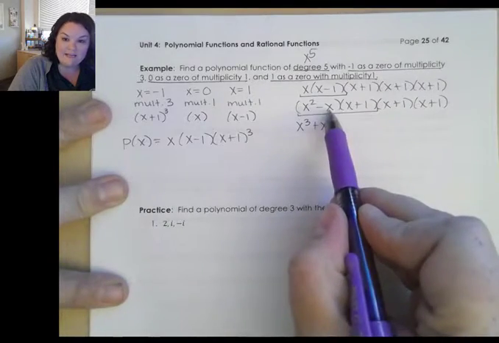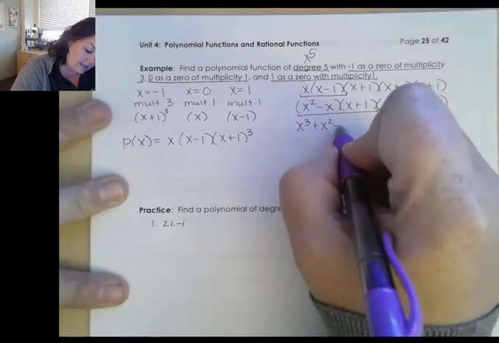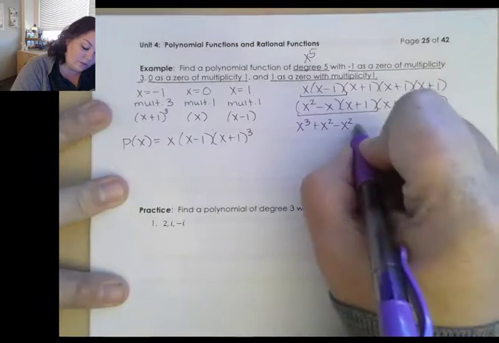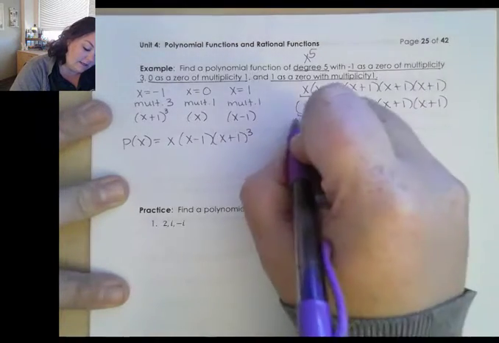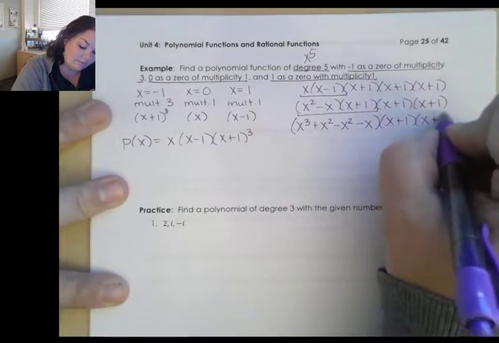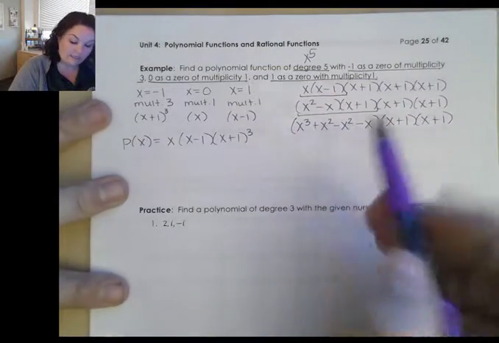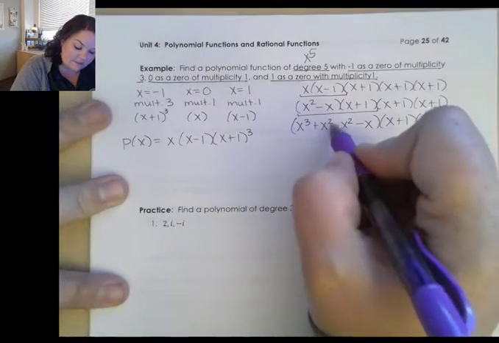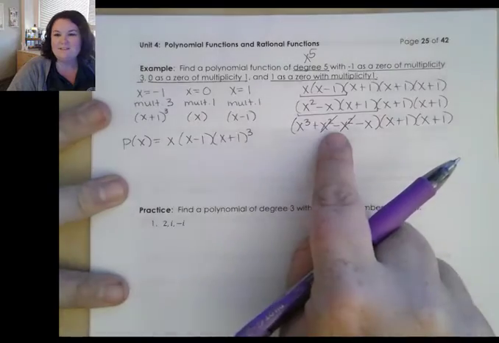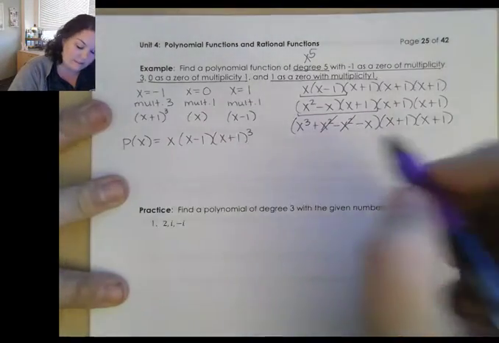Then I have a negative x times x, which is a negative x squared. And then a negative x times 1, which is negative x. And I still have my other two quantities out here. And notice in this first quantity, my middle terms are opposite, so those actually combine to 0. So I'm going to go ahead and just mark those out so that I know I don't have to distribute them in the next step.